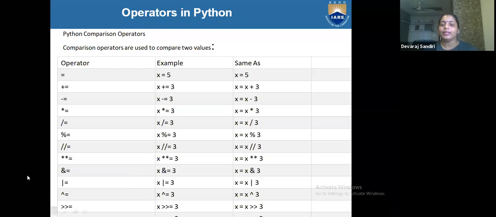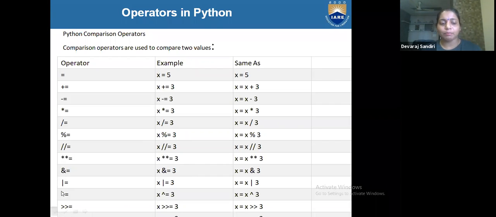Everywhere, whatever x is, double slash equals is the same as x equals x double slash 3. That's the meaning. x ampersand equals 3, or x equals x ampersand 3. Both you can write. Both are equal.